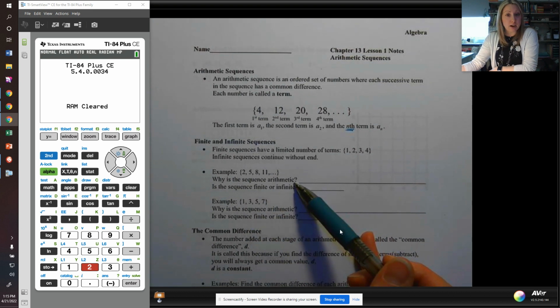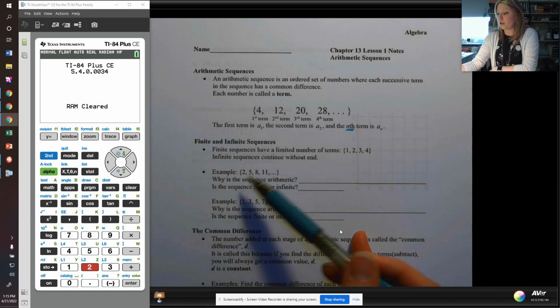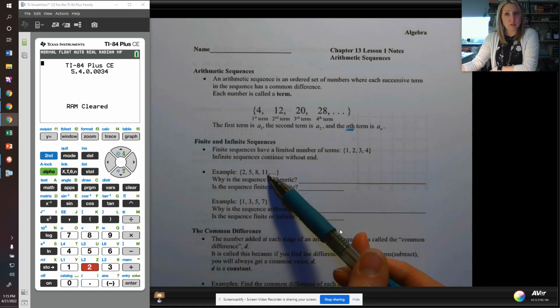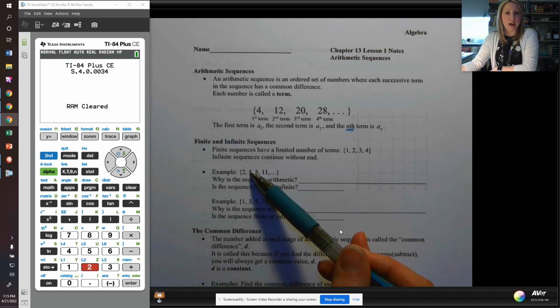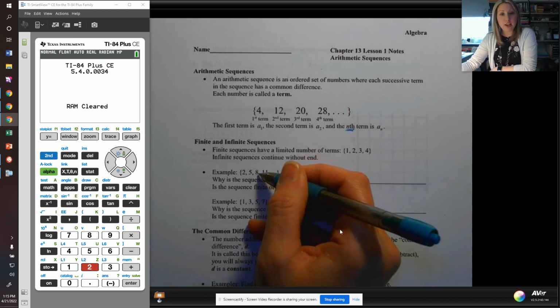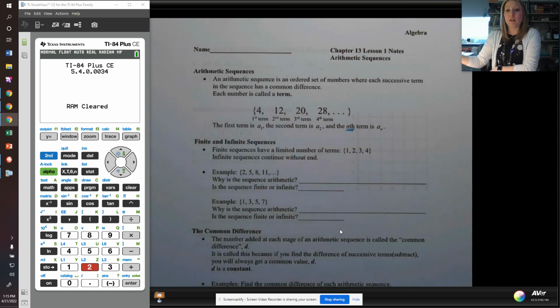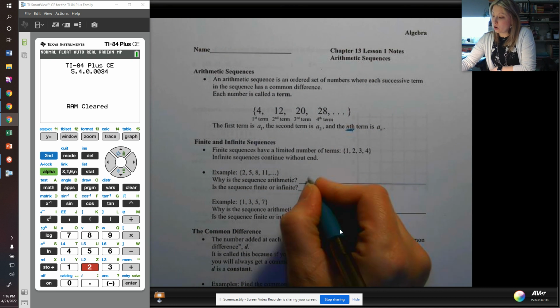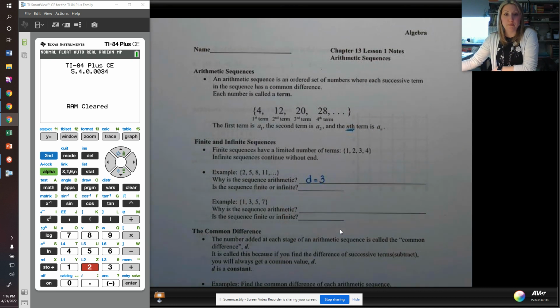However, this example is an arithmetic sequence because if you look at the terms, there is a common difference. And that common difference is, well, how did we get from 2 to 5? We added 3. How did we get from 5 to 8? We added 3. How did we get from 8 to 11? We added 3. Our common difference is 3. So our d value, or common difference, is a positive 3.